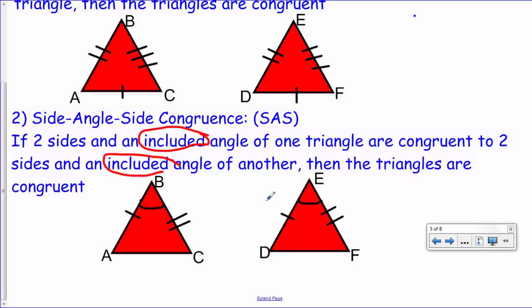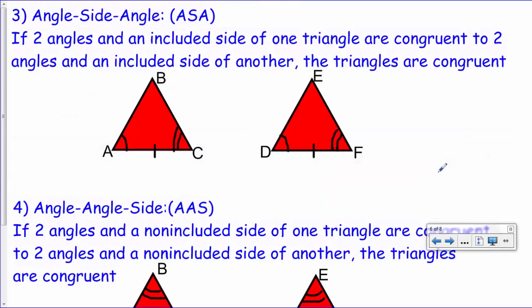Again, here we see the markings on the sides of the triangle, and then the angle has to be the angle in between the 2 sides that are marked on both triangles to be congruent by side, angle, side. Our next test is angle, side, angle. This one, the side is in between the 2 angles. It has to be the side in between the 2 angles in order for this test to work.